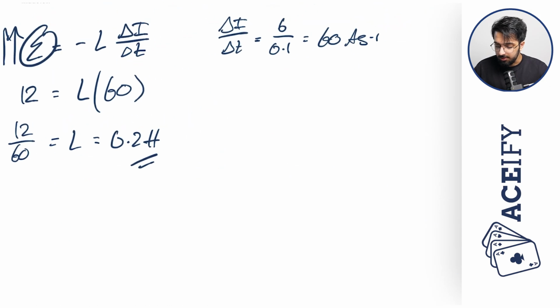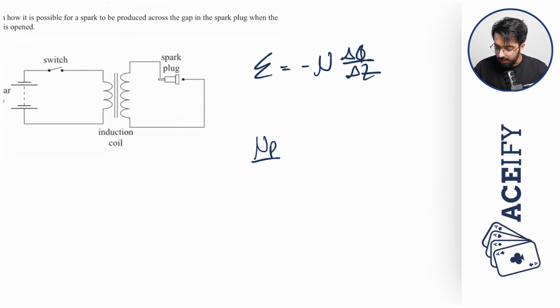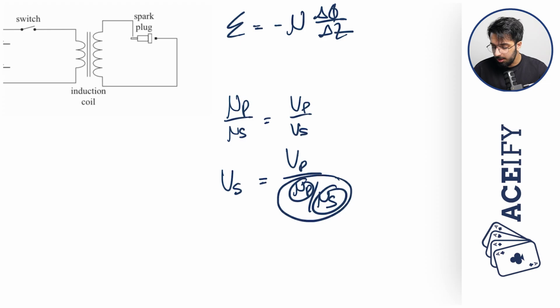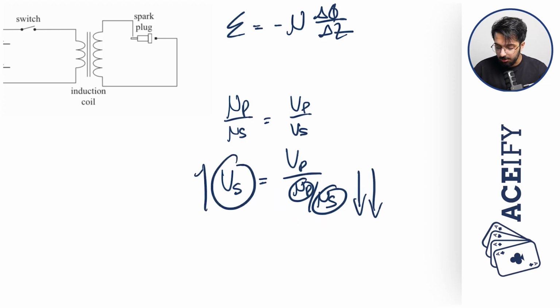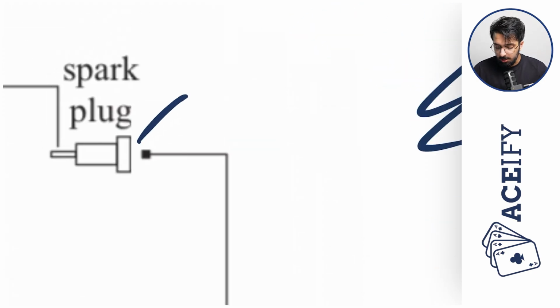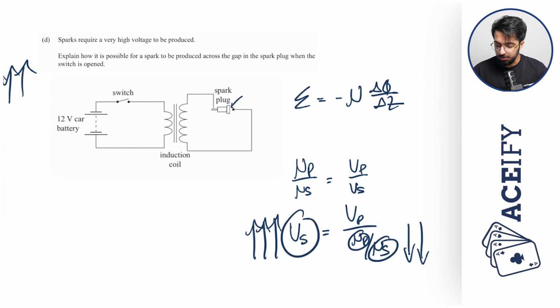And so therefore, because of this equation, NP over NS is equal to VP over VS. If we want to find the voltage in the secondary, we get VP over NP divided by NS. And because this value is 50 and this value is 8,000, this bottom number is going to be very, very small, okay? And so therefore, the voltage in the secondary is going to be very, very large, all right? And so the voltage in the secondary is great enough to jump this gap right here, thus producing a spark, okay? And so you can write that in.